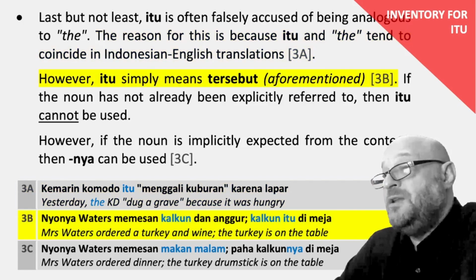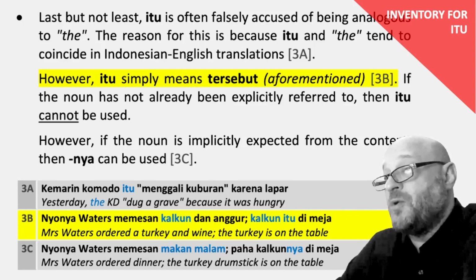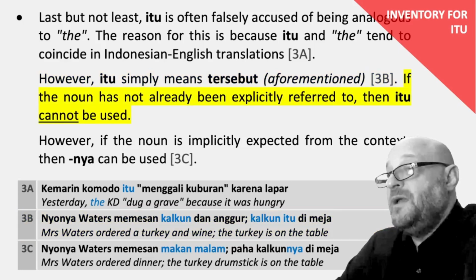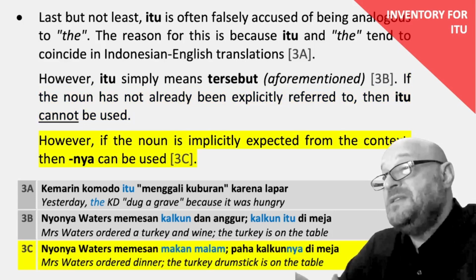However, itu does not mean the. It simply means tersebut, aforementioned. Example 3b. Nyonya Waters memesan kalkun dan anggur. Kalkun itu di meja. Mrs. Waters ordered a turkey and wine. The turkey is on the table. If the noun has not already been explicitly referred to, then itu cannot be used. However, if the noun is implicitly expected from the context, then nya can be used.